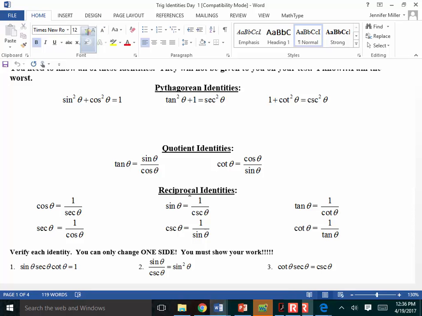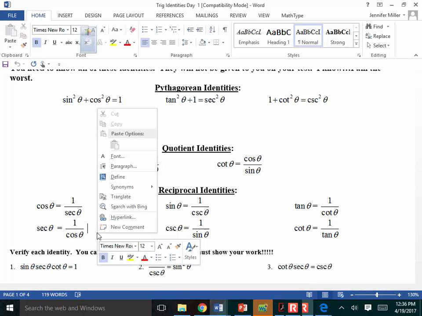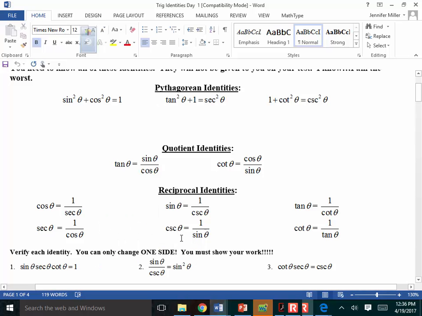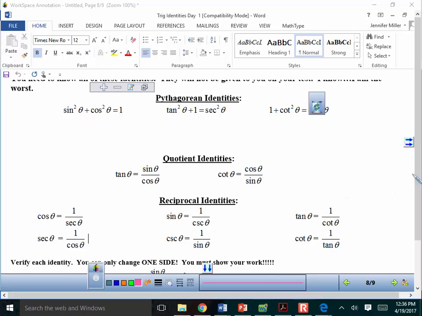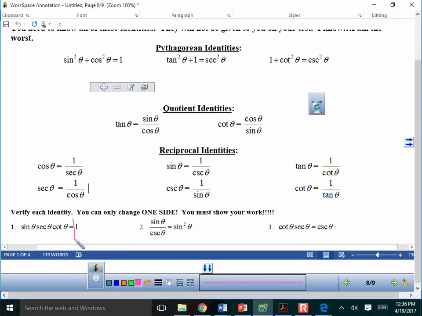Okay? Well, in one corner we have the sine of theta times the secant of theta times the cotangent of theta. And in the other corner, we have a very intricate number 1. Let me know when you figure it out. The 1 is just a little bit less complicated, it's a simpler number, okay? So we're going to just box in number 1, okay?